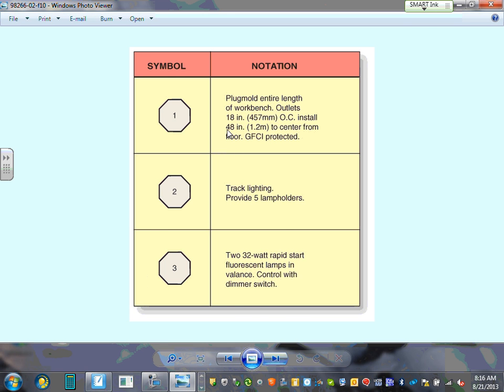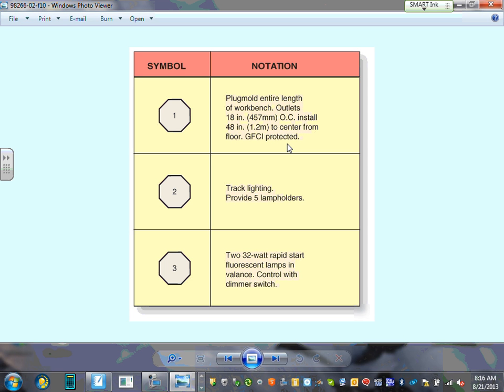A couple of keynotes and notation. We call them keynotes. Later on, guys, you'll have a note like this with that diamond around it. For example, it says: plug mold the entire length of the workbench, outlets 18 inches on center, install 48 to center from the floor, GFCI protected. So you have a mold, exactly like the one in front of you. They're describing a mold and what they mean on the plan.